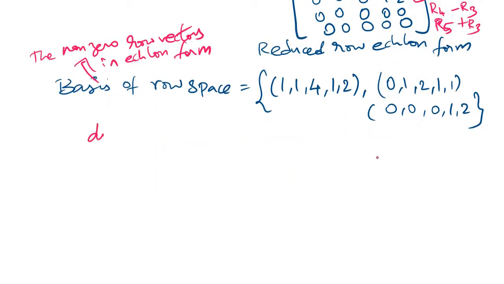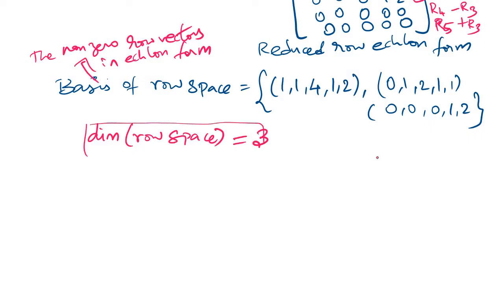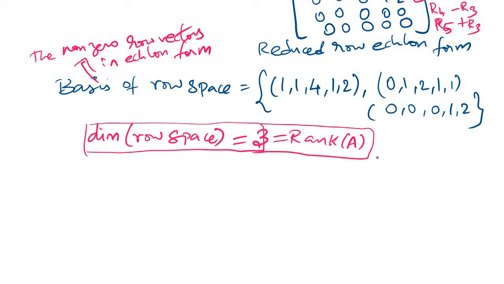What is the dimension of row space? The number of elements in the basis of row space is called its dimension. So the dimension of row space is 3. We have 3 vectors in the basis of row space. Also we can call this the rank of A, the rank of the matrix. Dimension of row space is also called the rank of A.